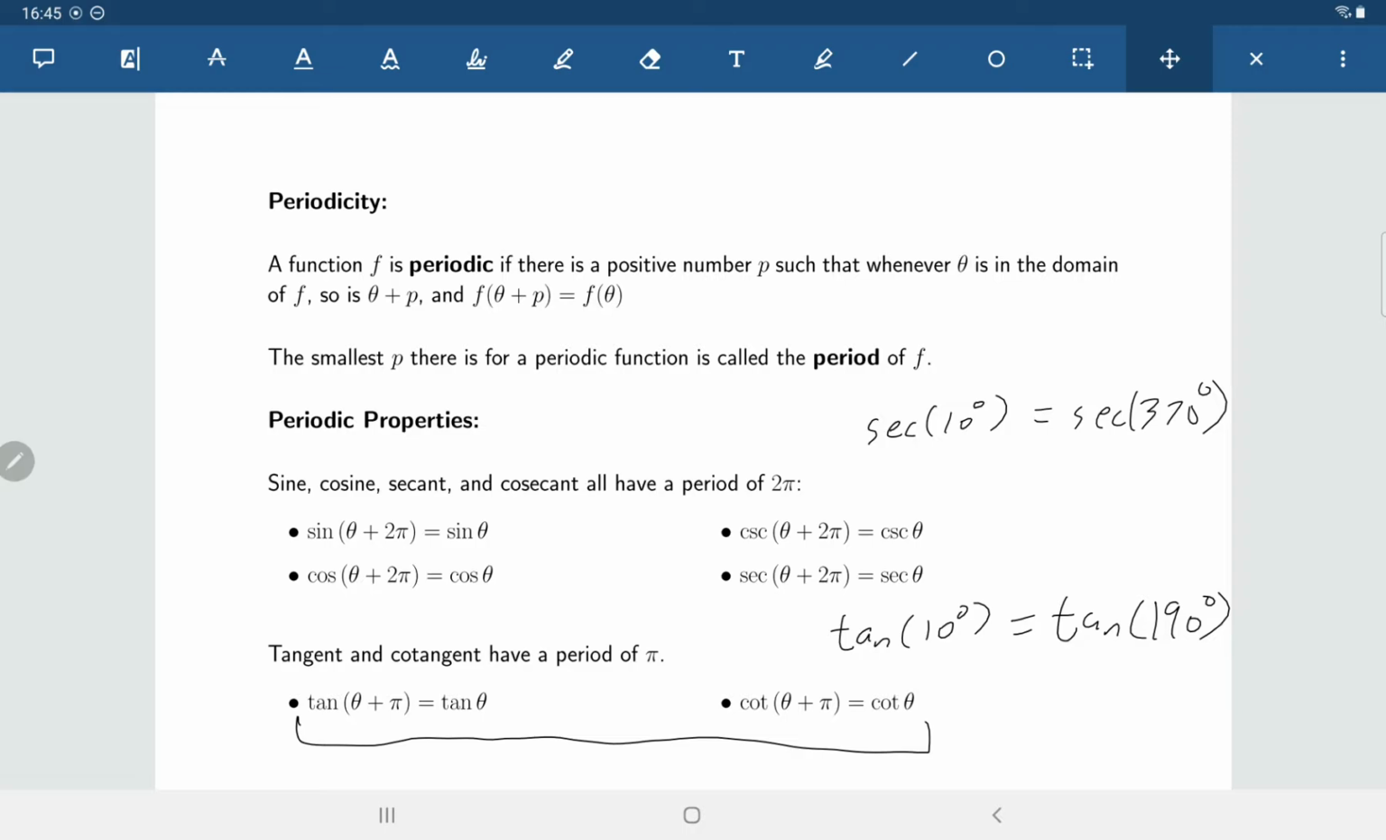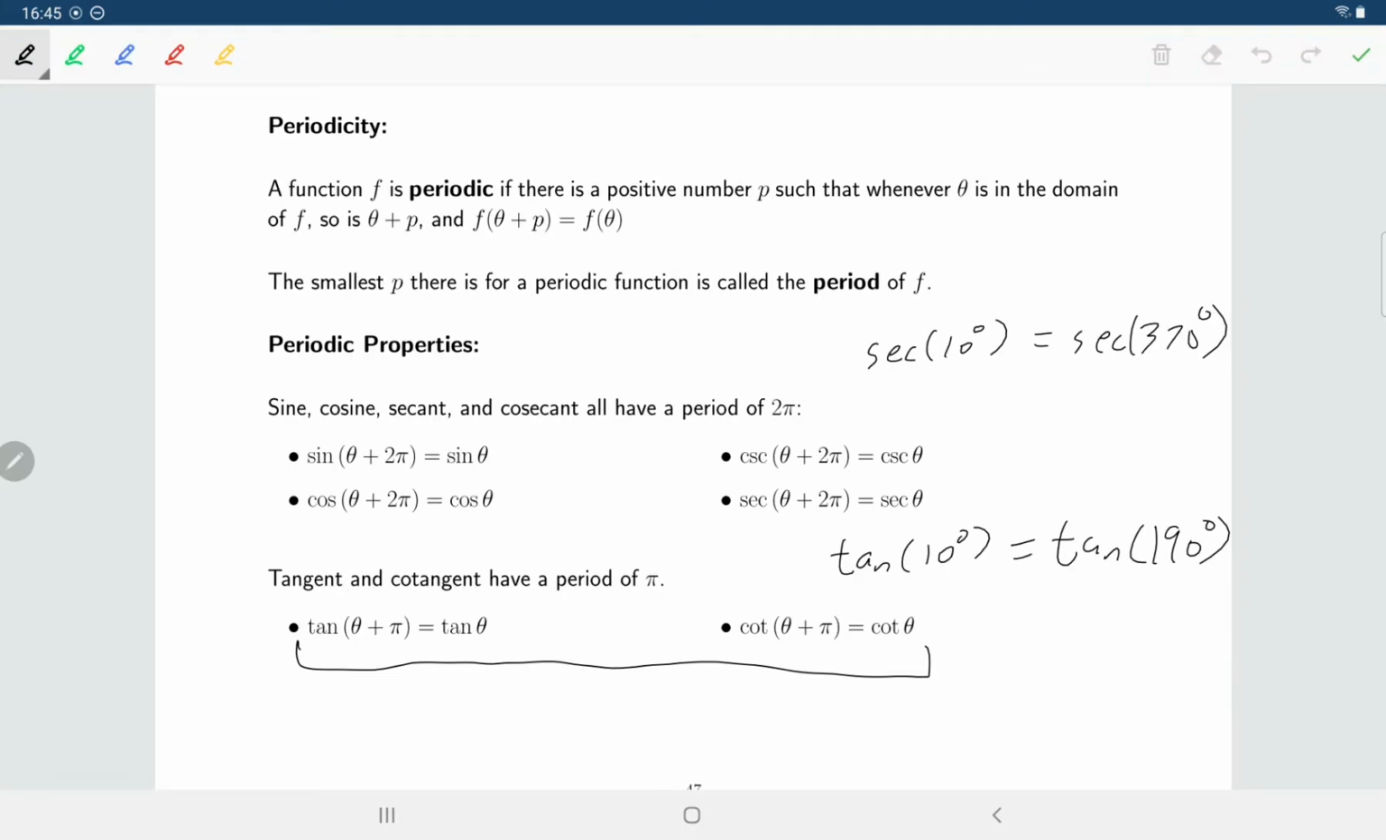So the way that we normally would use this idea of periodicity would be if you were interested in something like, for example, secant of 370 or some other large angle, you could subtract multiples of that period, multiples of 2 pi or 360 degrees, until you're at a smaller and easier to deal with angle. And similarly for tangent and cotangent, if you're interested in an angle like 190, you could subtract multiples of 180 or of pi radians until you get to a smaller and easier to deal with angle.